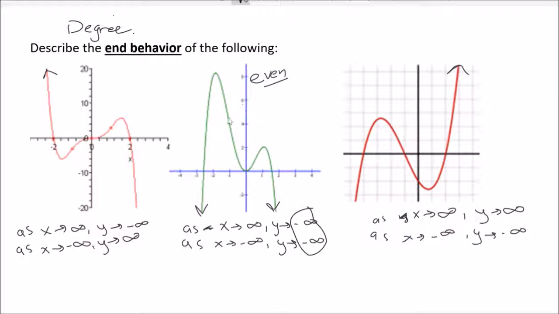What about this one? The end behavior is alternating, meaning one's positive, one's negative. That means it must have been an odd degree. Now, I don't know, it might have been 3 or 5 or 7. I really don't know, but I know that it was odd. What about this one? Alternating end behavior. So this one is odd as well.